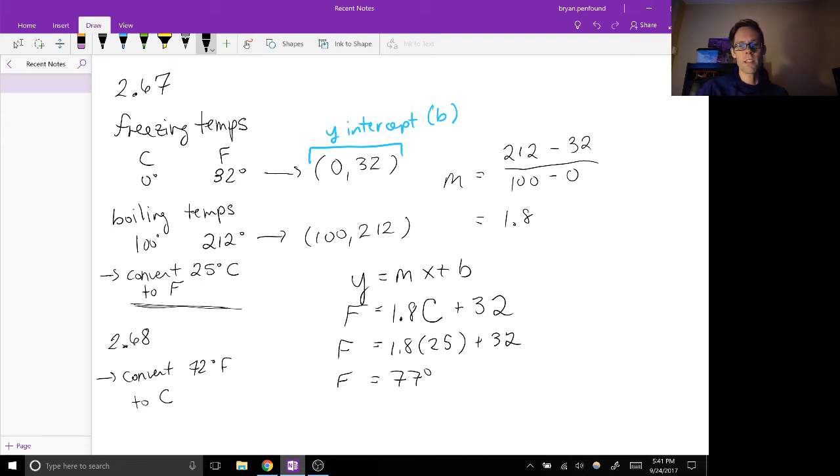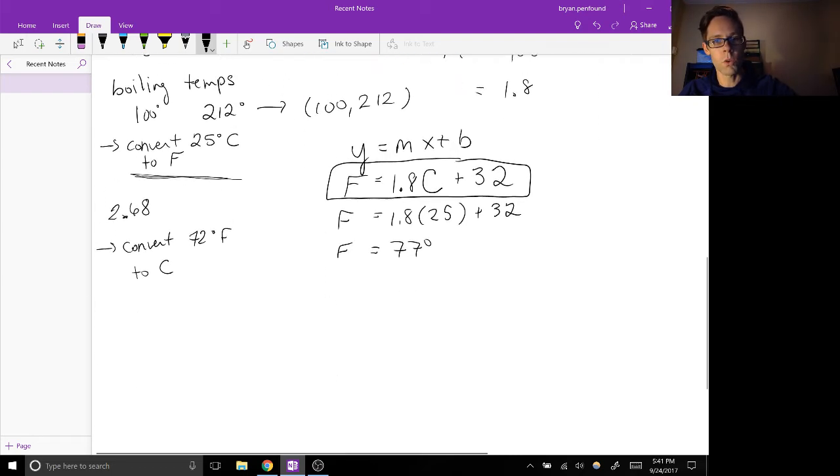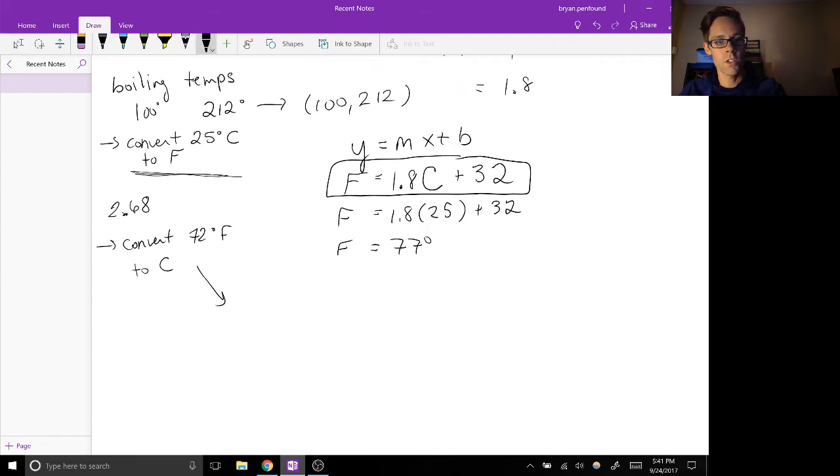Now 2.68 is very similar. It just says to swap the order of the ordered pairs and get something that's going to convert from Fahrenheit into Celsius. In fact, if we know the relationship up here, we should be able just to solve for C and get what we want. So for 2.68, that's where I'm going to start. I'm going to start with this conversion that we know.